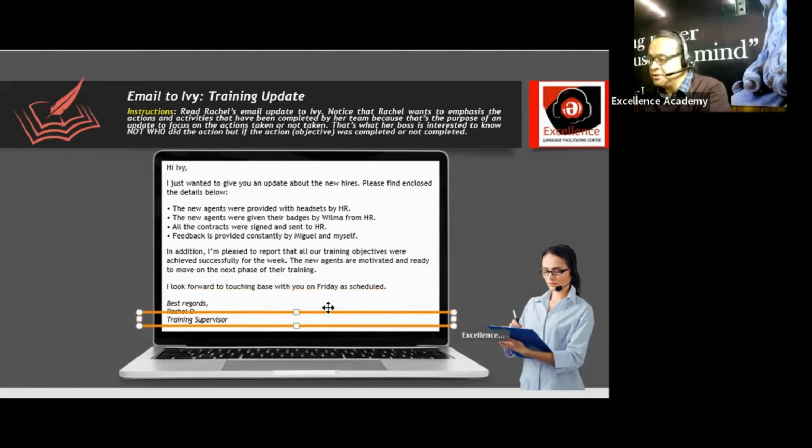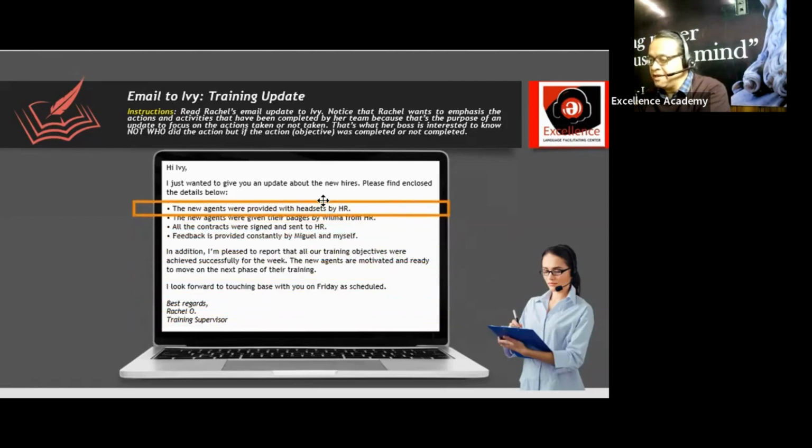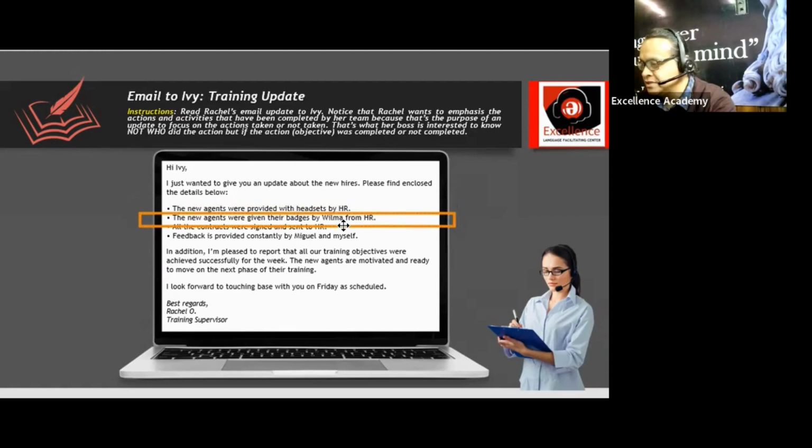Okay. So in this example, you can see that the bullet points are used. I mean, the passive voice is used with the bullet points, and it's perfect for reporting on actions or steps taken. So Rachel here is using the passive to report on the steps taken for her training. Okay. So let's see over here.